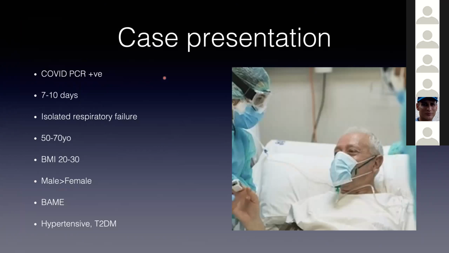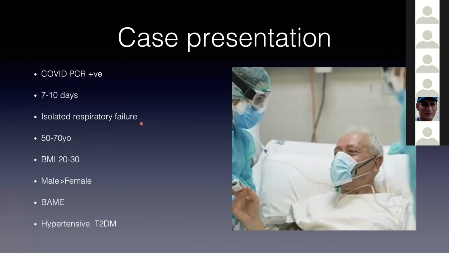Very interesting listening to the previous speakers. My patients are very similar to yours. So in wave 2, the vast majority have had a positive PCR test in the community. They normally present 7 to 10 days after their positive test, and they normally come in with isolated respiratory failure.